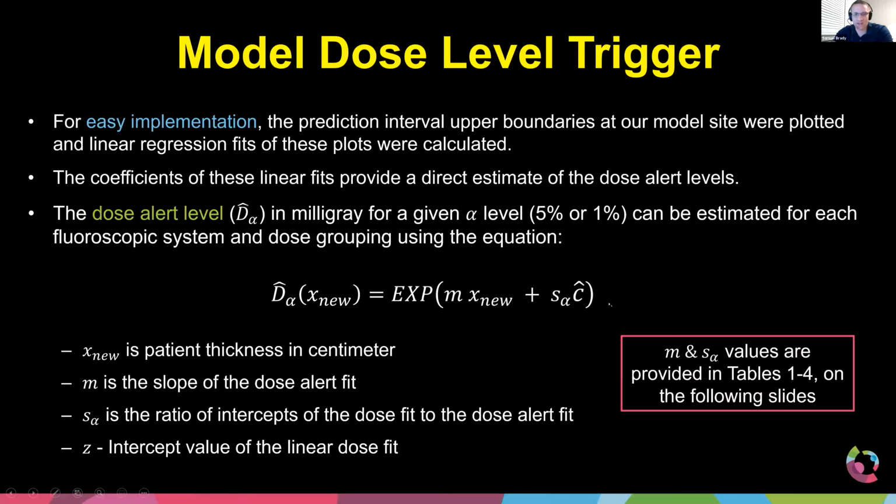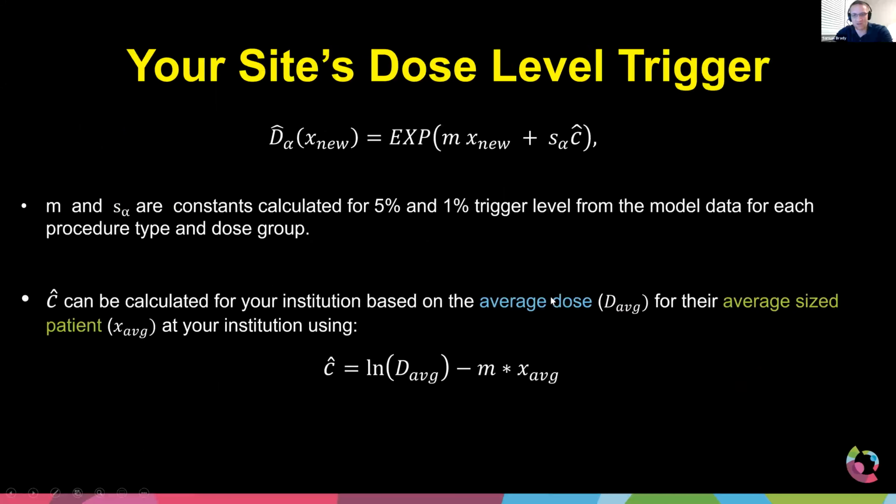And this C value, the C hat, forgive me, that's a typo. It shouldn't say Z, it should say C hat. That's an intercept value. This is the value that you're going to use to scale your doses so they match ours. So you can use the equation.